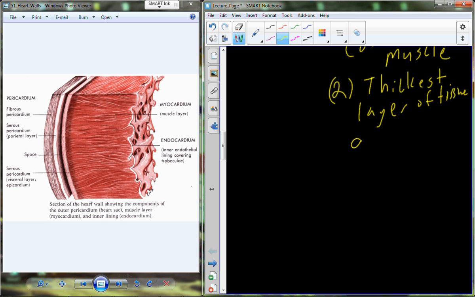So this very thick myocardium, I'm not even coming close to spelling that right. I'm trying to spell fluctuates.